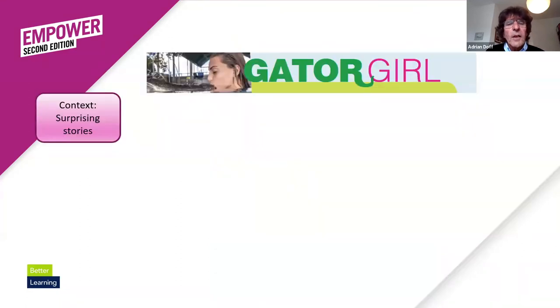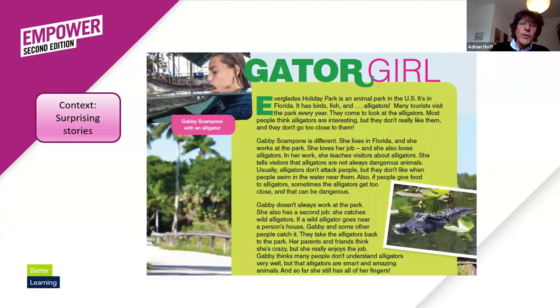And the final example, texts about jobs, of course, are standard, especially at A2 level, talking about people's jobs. Here is an example, but this is a very unusual job. This is a girl who works in a holiday park in Florida, and her job is looking after the alligators in this animal park. Again, it's a text which makes you curious. I think you want to know, well, what's it like? What's her job like? Why does she do it? Is it really dangerous? Are alligators really as dangerous as people think? And so on. So it's a text which arouses learners' curiosity.